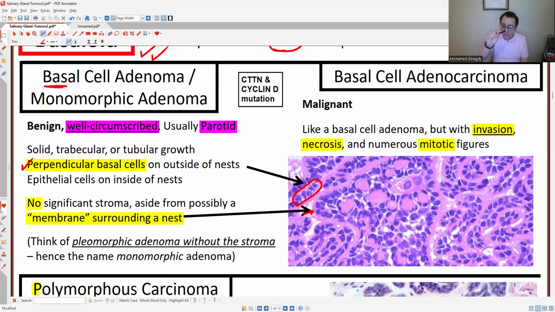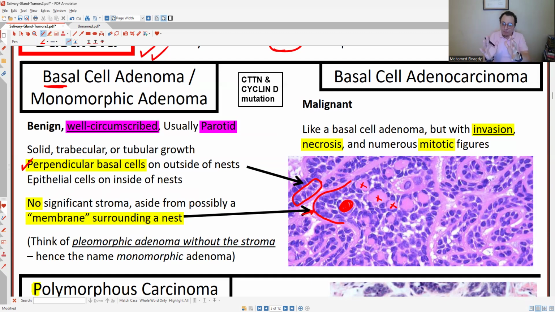Perpendicular basal cells, and they are resting on a basement membrane-like material surrounding the nests of these blue cells, with some kind of also basement membrane-like material in the middle. I believe these are the others which were sectioned transversely, and these are the basement membrane material which was sectioned longitudinally. I believe so. That's why you end up having this flavor of basement membrane-like material and this flavor of basement membrane-like material. It's kind of difference in how you section it, I think.